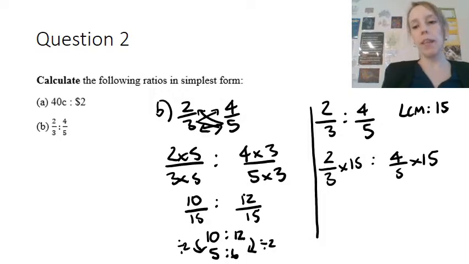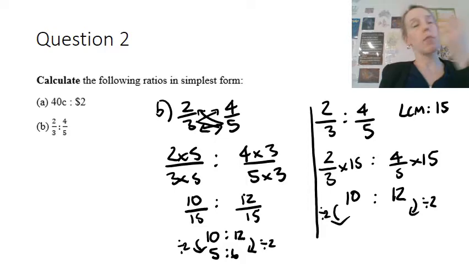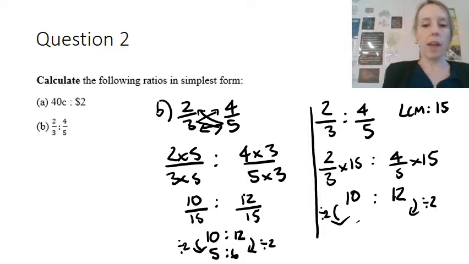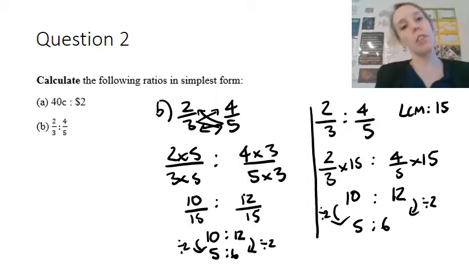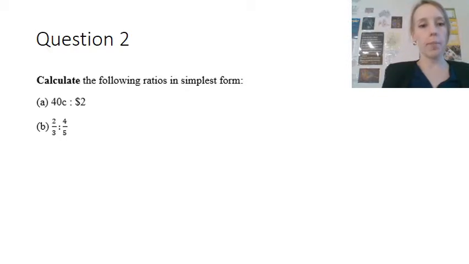If I type that into my calculator, 2 divided by 3 times 15 will give me 10. 4 divided by 5 times 15 will give me 12, and again I can just simplify. Divide both by the highest common factor, and that will be 5 is to 6. So either of those methods is correct. Either of those will give you the correct answer. It's really up to you, whichever way you prefer. Both will give you the same amount of marks. So pick which way makes more sense to you and do it that way.